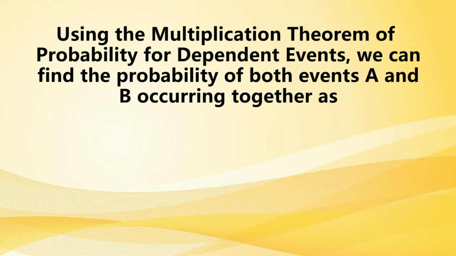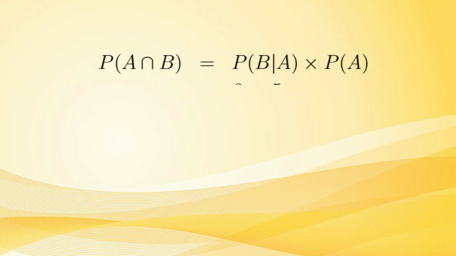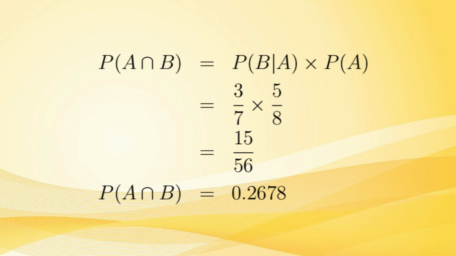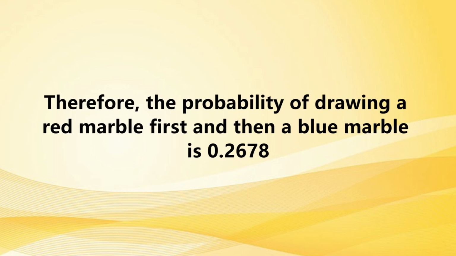Using the multiplication theorem of probability for dependent events, we can find the probability of both events A and B occurring together as probability of A intersection B is equal to probability of B given A into probability of A, which is equal to 3 by 7 into 5 by 8, which is equal to 15 by 56, which is equal to 0.2678.